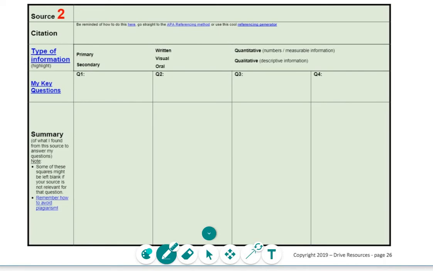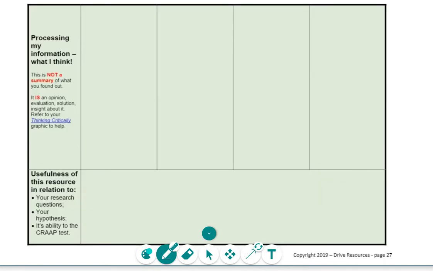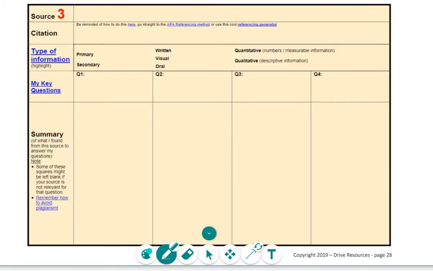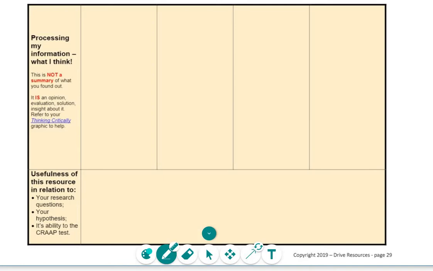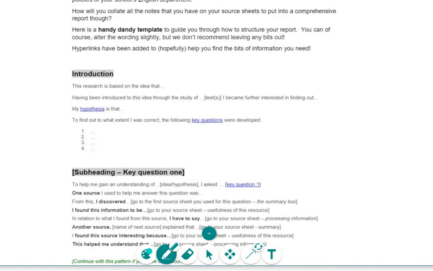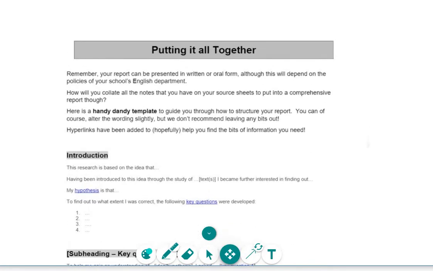So the next few pages we go right through, and they are your source sheets. You can see, as I said before, color coded. So there was a green one before, we've got yellow and purple, and then a pink one. Alright, and then we're done. Here's a way to put it all together.